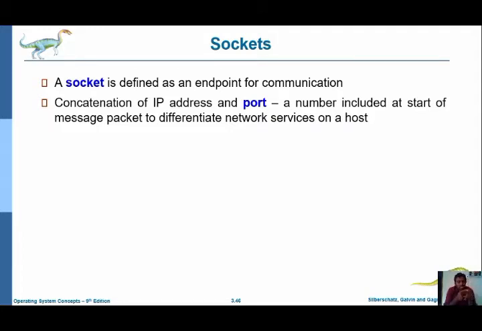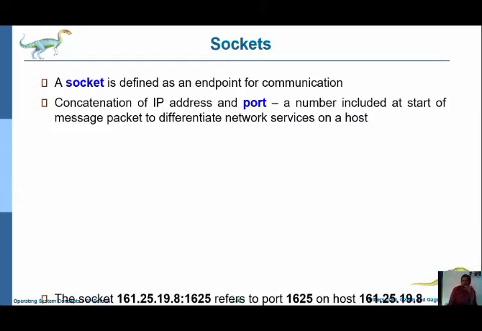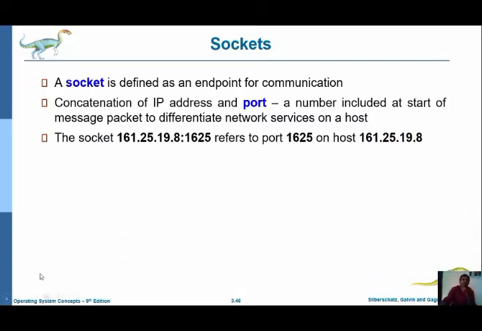So that is 192.168.1.20, just assume, colon 128. In this manner. So in case this is the socket address 161.25.19.8 colon 1625, it means 161.25.19.8 is the IP address of the particular device, and 1625 is the port number for that particular communication.